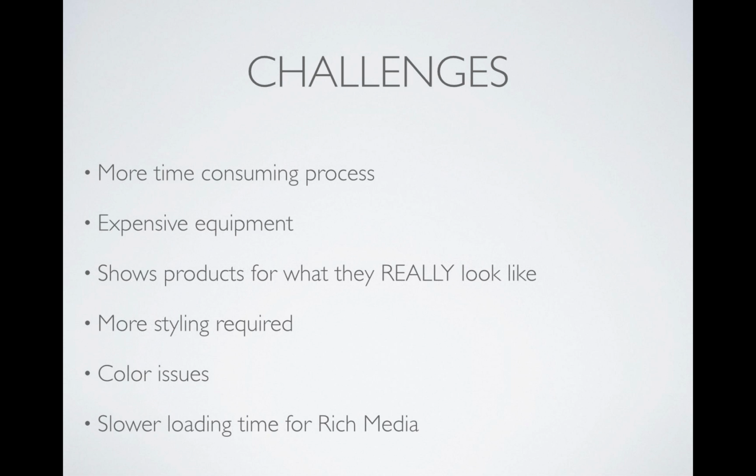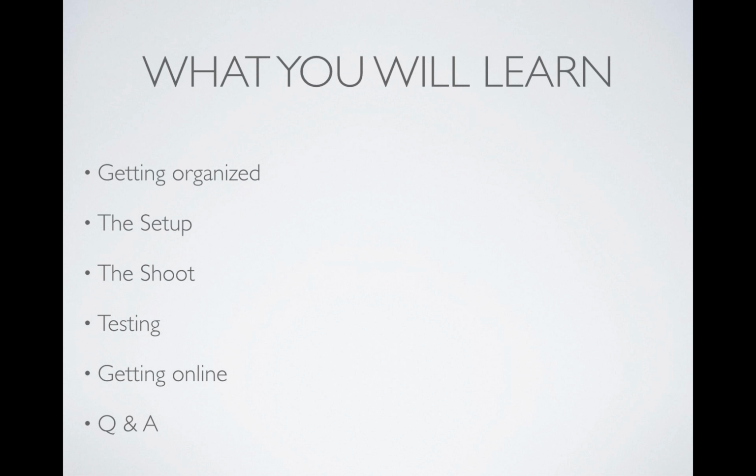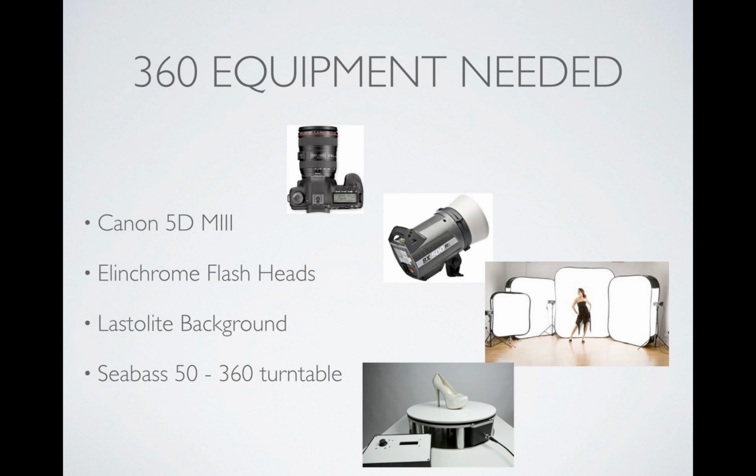One thing that's often a challenge in photography is actually getting the color right. I'm going to show you later in the webinar how to get the color right. Another barrier for people buying 360 photography is that they say the internet speed isn't fast enough. But increasingly now that we have 4G on mobile phones and most countries have fairly fast internet, this shouldn't really be an issue anymore. So what you're going to learn is getting organized, the setup, the shoot, testing, getting things online, and then we're going to do a Q&A at the very end.